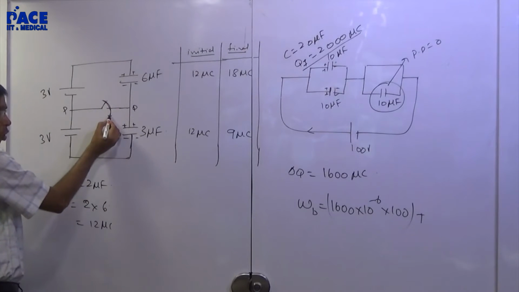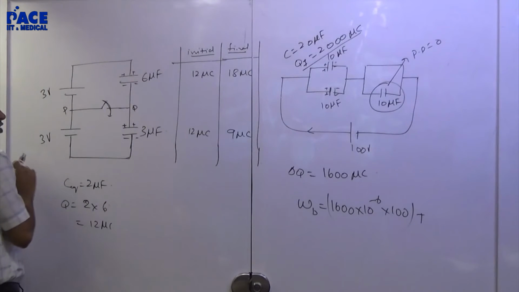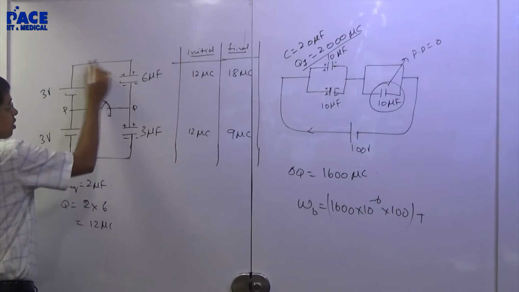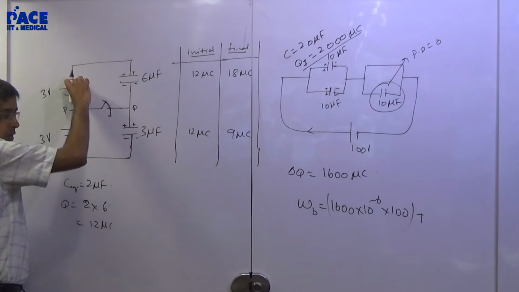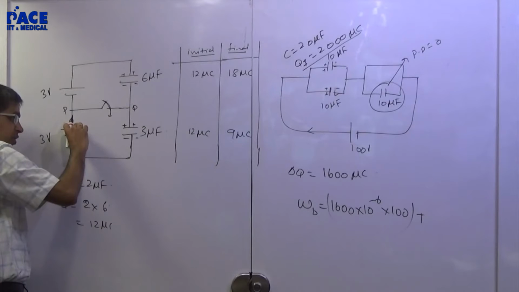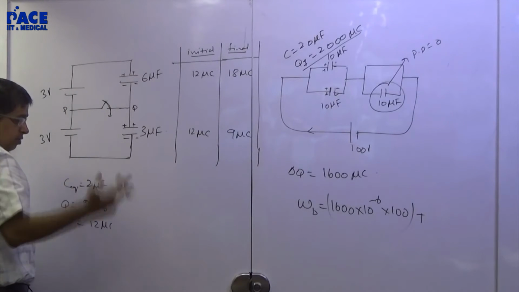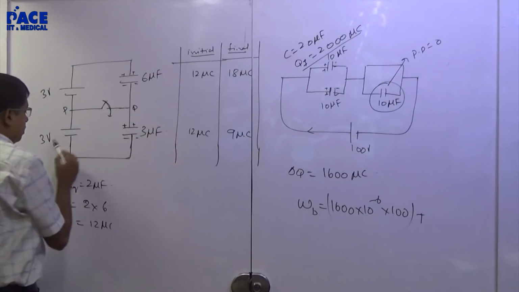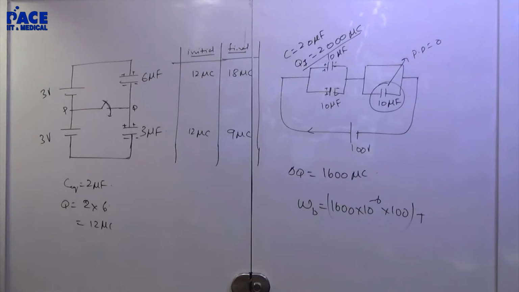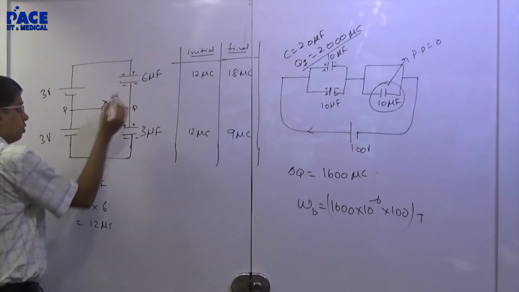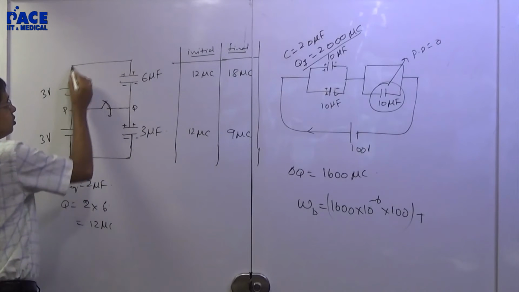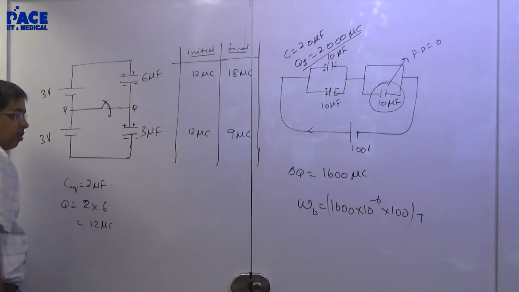Now when the switch is closed, what is the potential difference across this? 3 volts. The potential difference across this will be 3 volts, and across this also 3 volts. Agreed? Say something. Yes, sir. 6 into 3, 18. 3 into 3, 9. So when you close the switch, the potential difference becomes 3 volts across this, the battery's potential difference. They both are in parallel now. You have connected the negative terminal of the battery to this, and the positive terminal of the battery to this. So the potential difference will be 3.